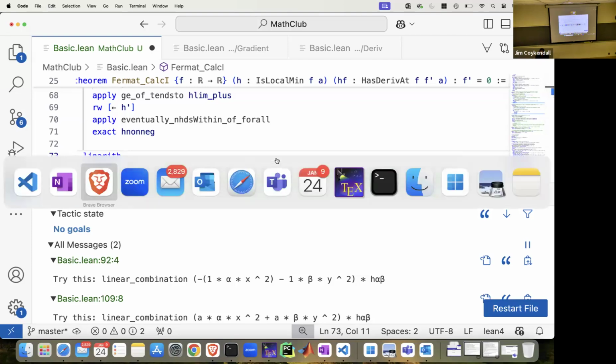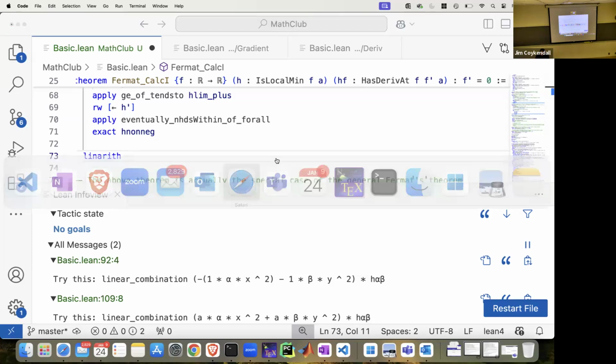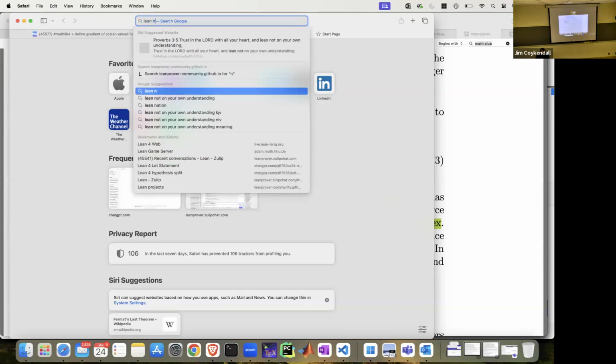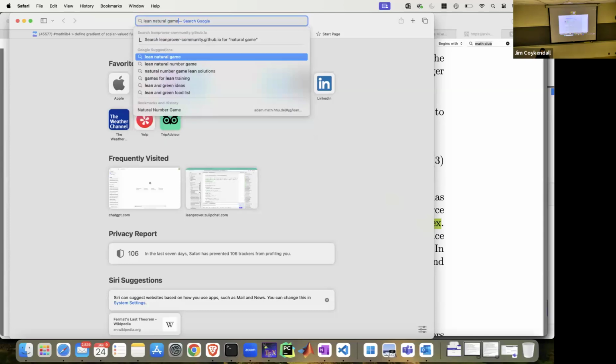If you are interested in trying to do something really formal, or in my words, you really hate making mistakes yourself a lot, then you might take a look at it if you want to. The easiest way to start is Lean's natural number game.